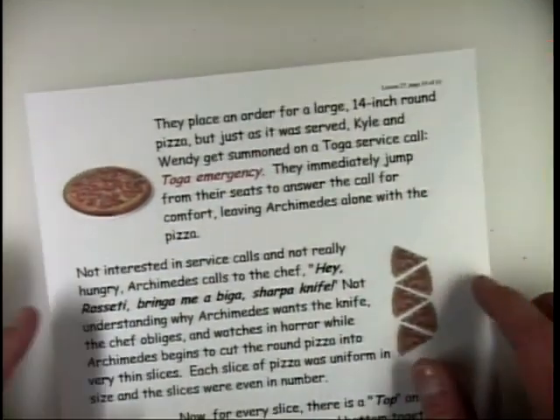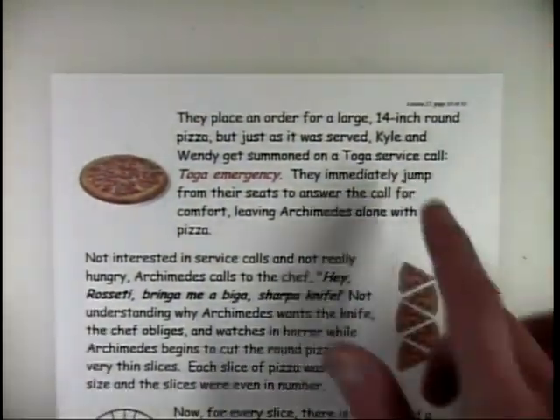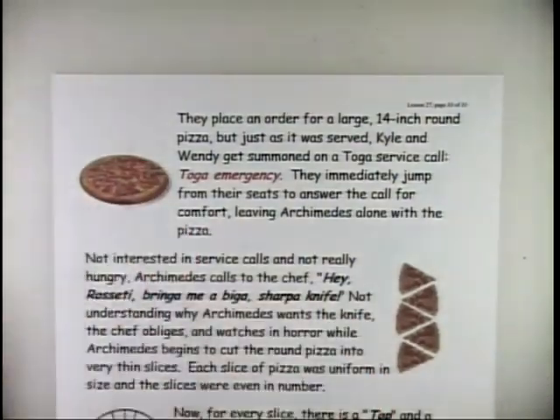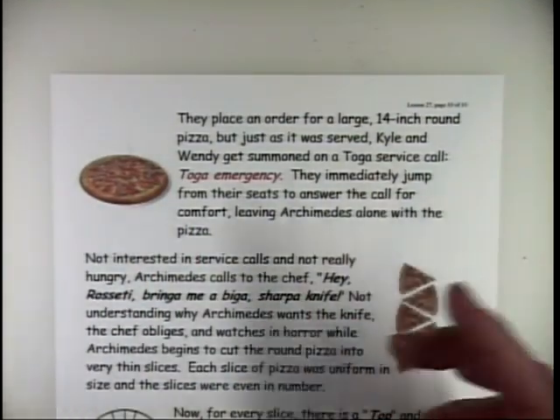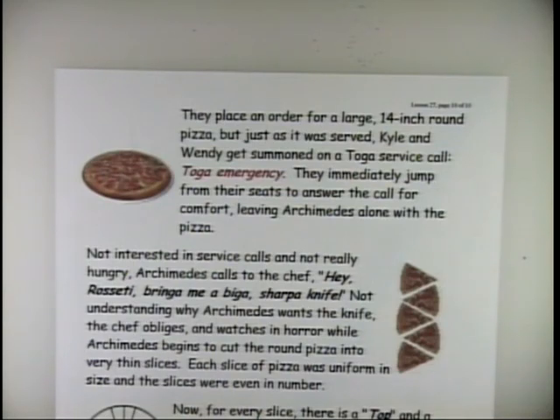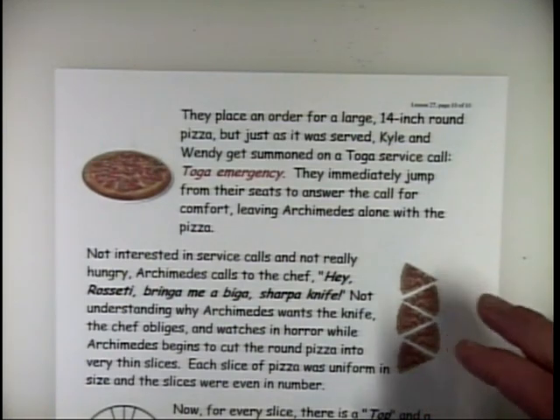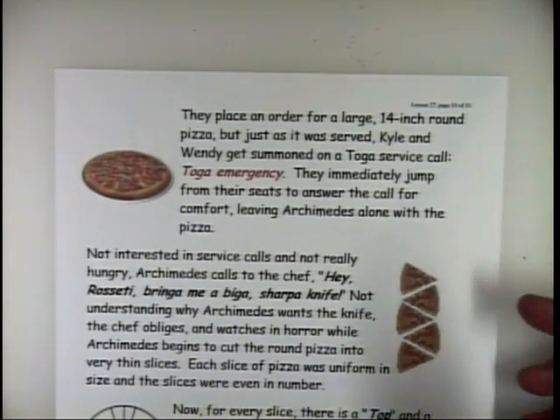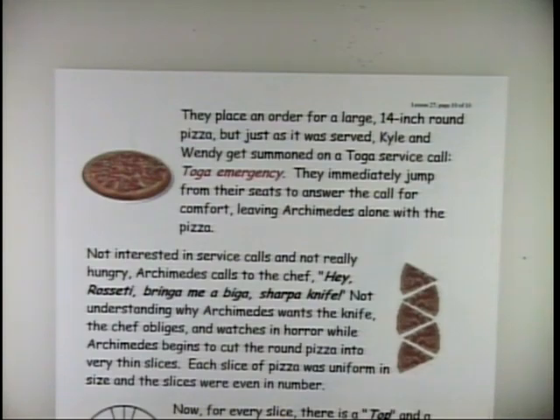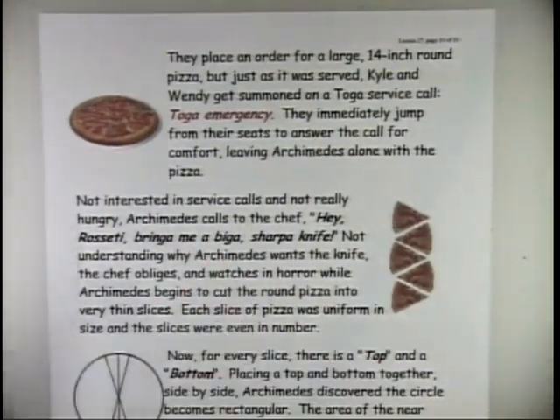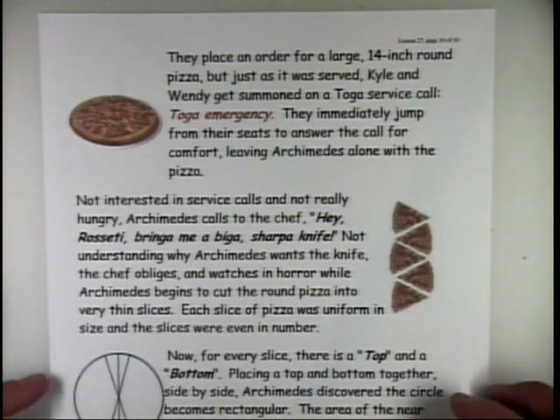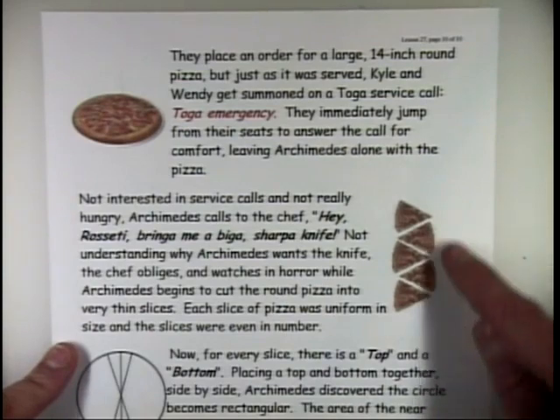So they placed an order at the pizza parlor for a 14-inch round pizza. And remember from last episode, that means 14-inch diameter. Pretty big pizza. But just as it was served, Kyle and Wendy got summoned on a service call. It was a toga emergency. So they immediately jumped from their seats to answer the call for comfort, leaving Archimedes alone by himself with the pizza. Now, what would you do? Well, Archimedes wasn't interested in service calls, and he wasn't really that hungry, so he calls out to the chef, "Hey, Rossetti, bring me a big, sharp knife." Not only does the chef oblige, but he watches in horror while Archimedes begins to cut up the round pizza into very thin slices, like this.